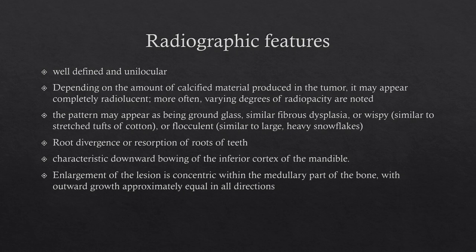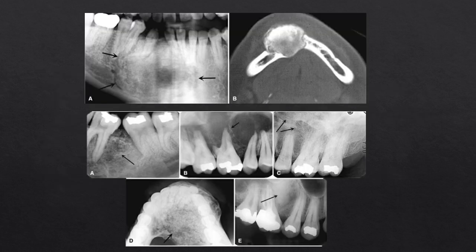There can be a ground glass appearance, cotton wool appearance, and flocculent areas can be seen which are similar to snowflakes. There is divergence or root resorption that can be seen. Downward bowing of the inferior cortex of the mandible is a characteristic feature. Enlargement of the lesion is concentric, where it starts at a single point at the center and then expands with hydraulic expansion, and outward growth approximately equally in all directions.